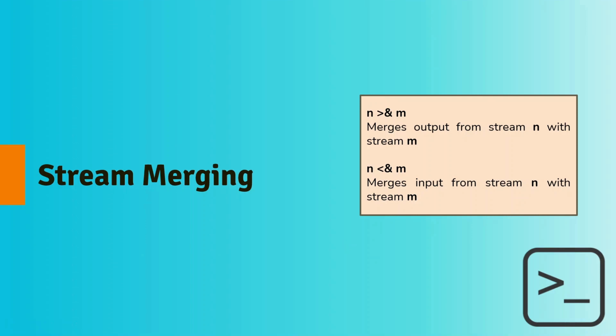Let us discuss stream merging. You must have seen these kinds of statements when you add cron jobs, or when you redirect output from your script. It means that we are merging the output from stream n with stream m. And this one means we are merging the input from stream n with stream m.